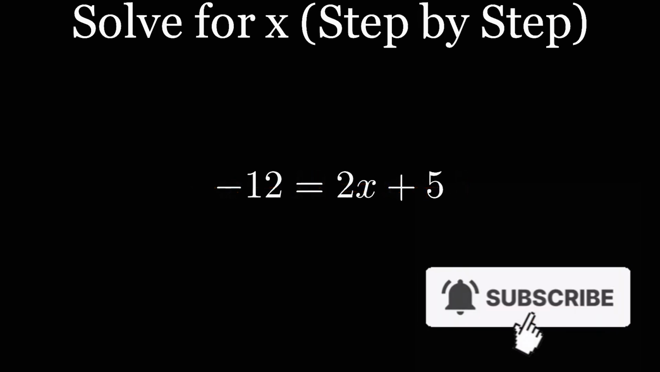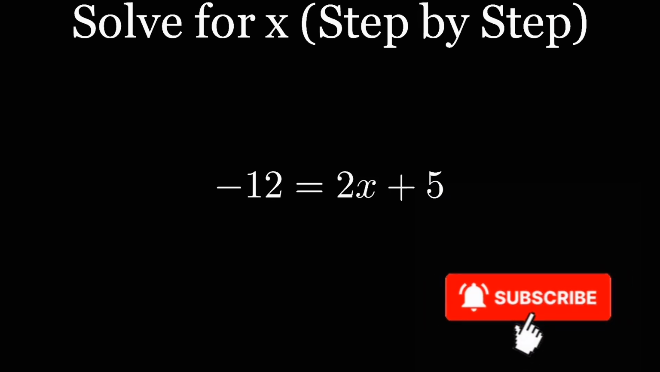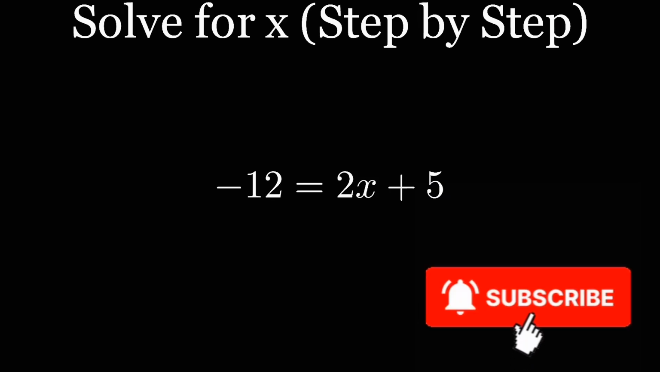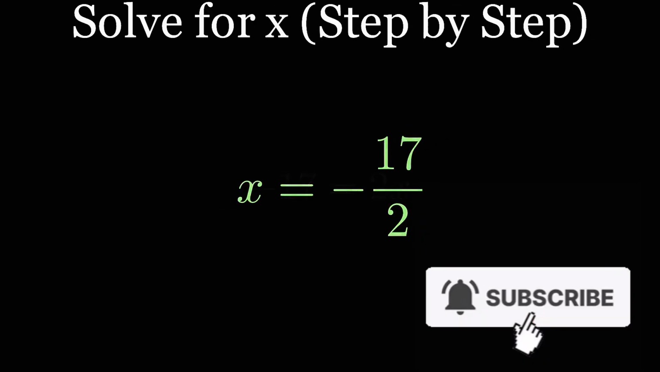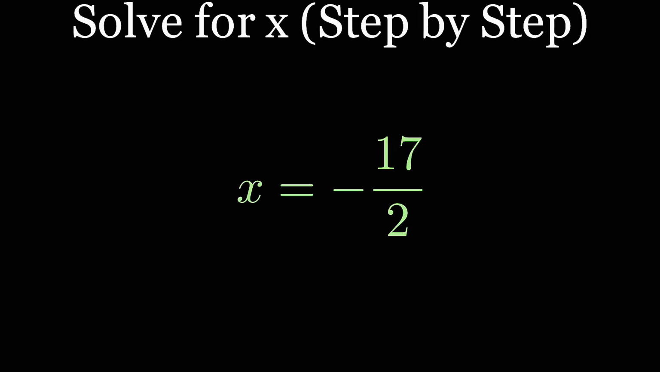Now we move variables to one side. Adding x to both sides gives minus 12 equals 2x plus 5. Subtracting 5 from both sides gives minus 17 equals 2x. Finally, dividing by 2 gives x equals minus 17 over 2. And that is our final answer.